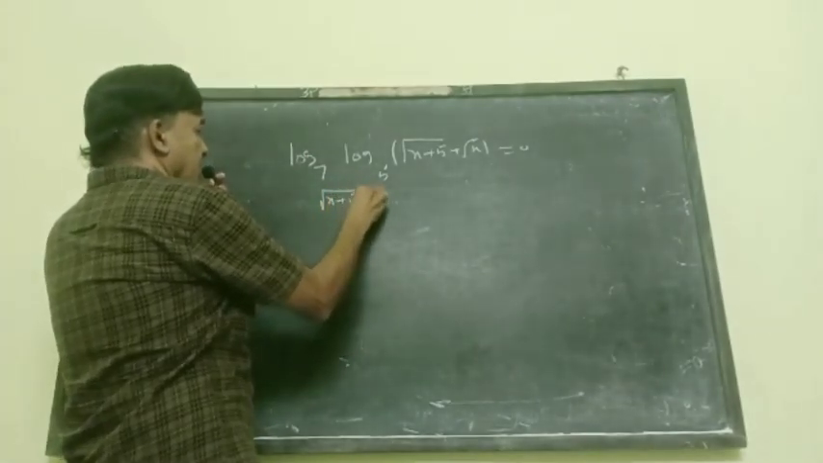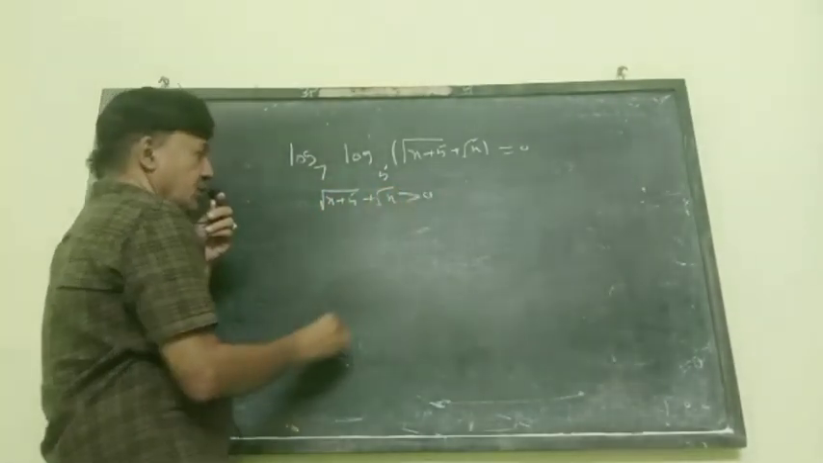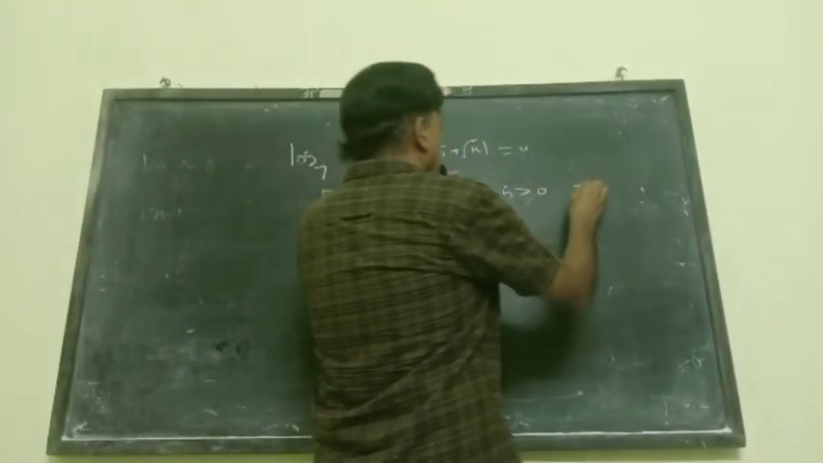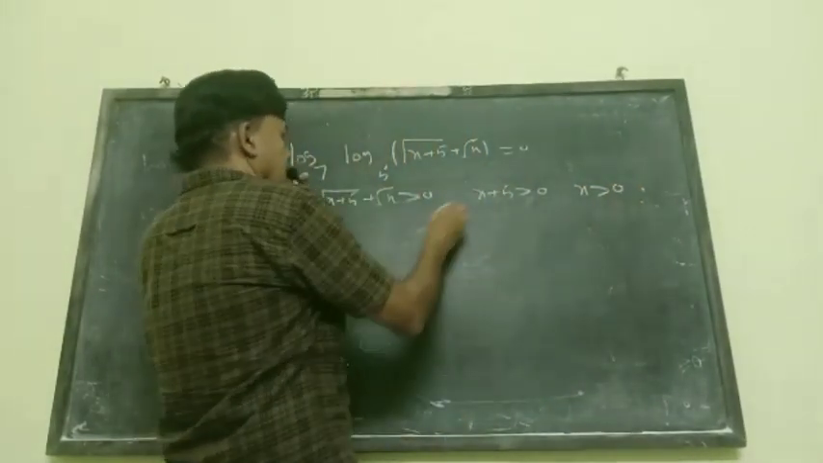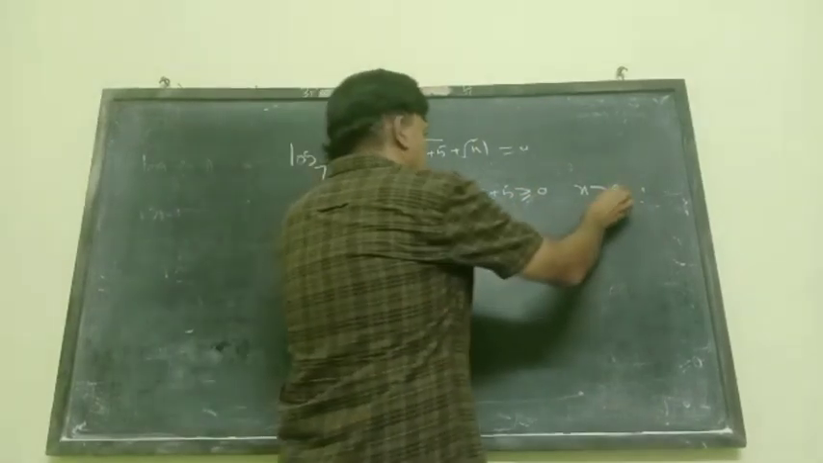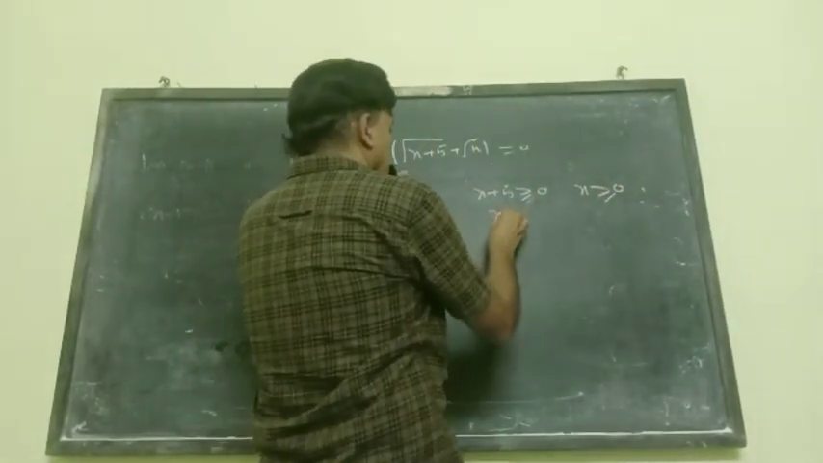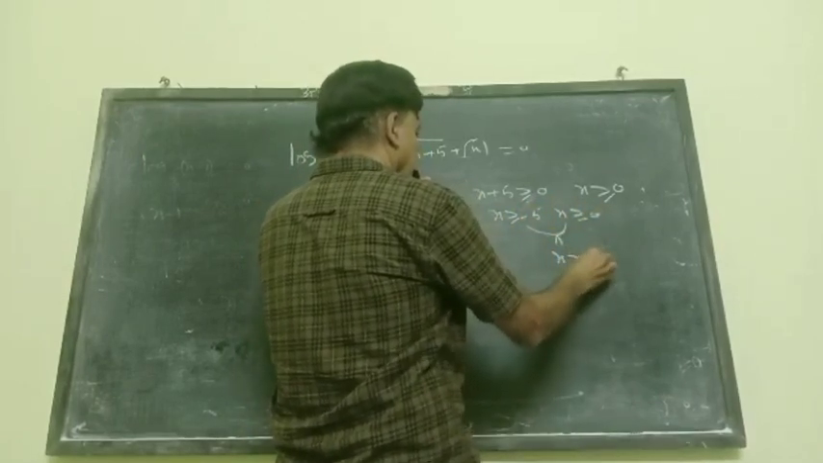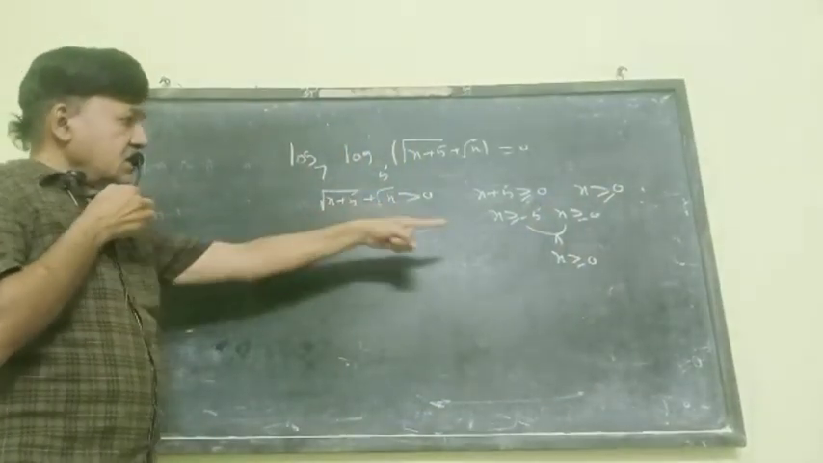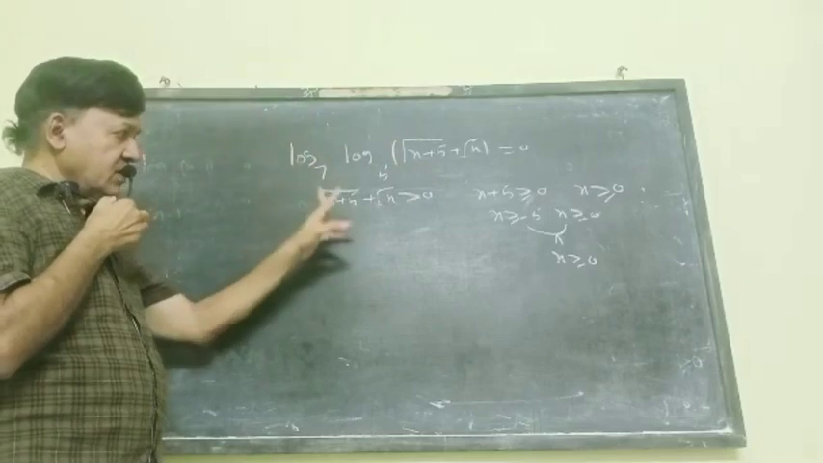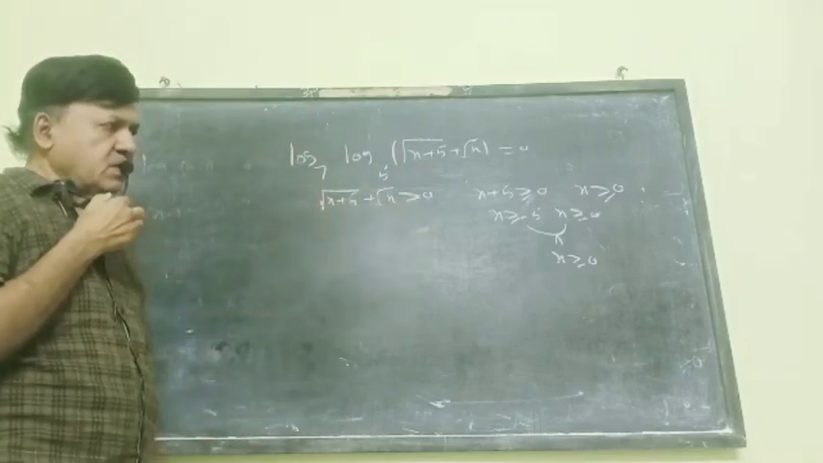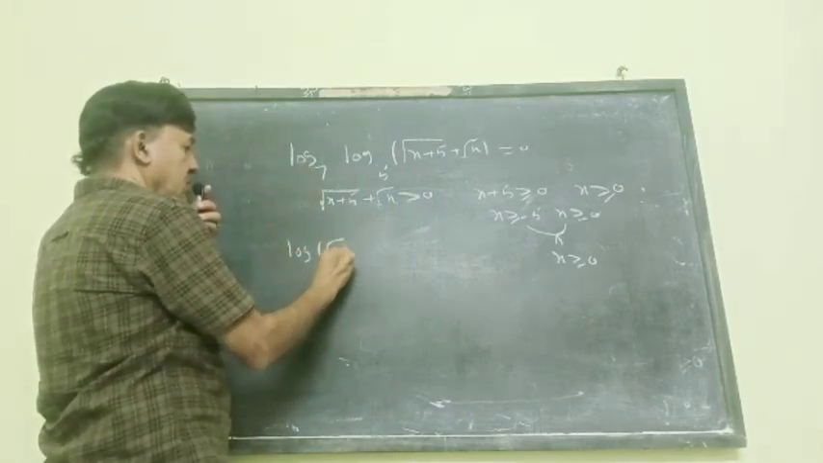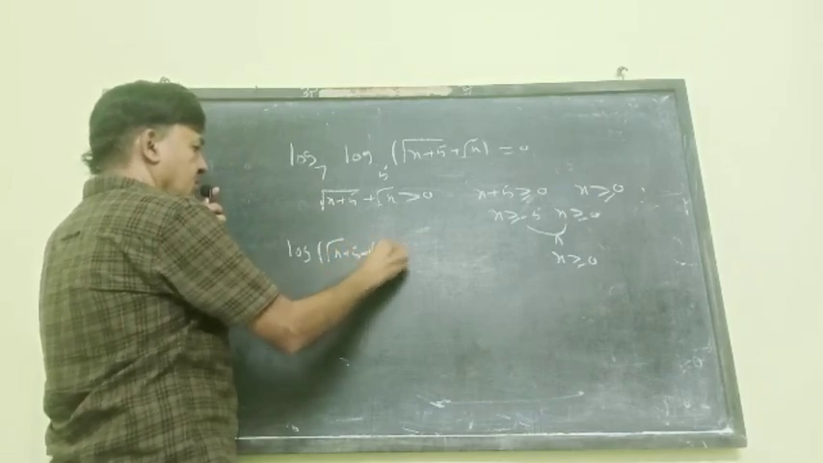Root x plus 5 plus root x must be greater than 0. And x plus 5 must be greater than 0, x must be greater than 0. x plus 5 must be greater than or equal to 0, x must be greater than or equal to 0. You will get x greater than or equal to minus 5, x greater than or equal to 0, intersection is x greater than or equal to 0. Under these circumstances, anyhow, this is positive only. Watch, root 5 plus 0 is definitely positive.